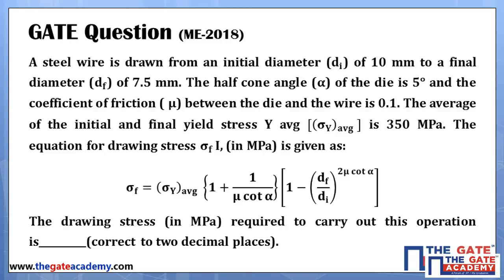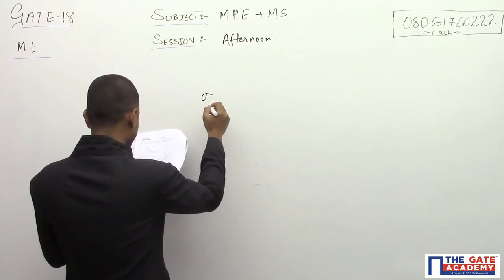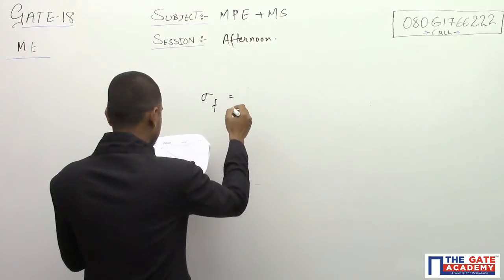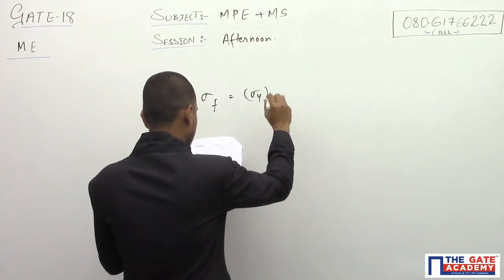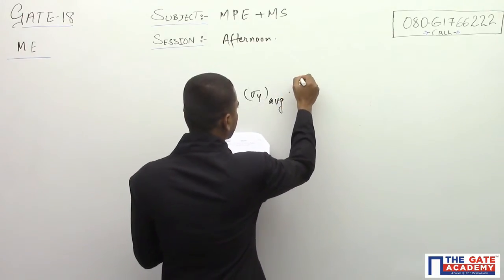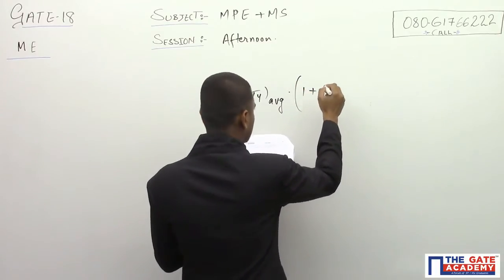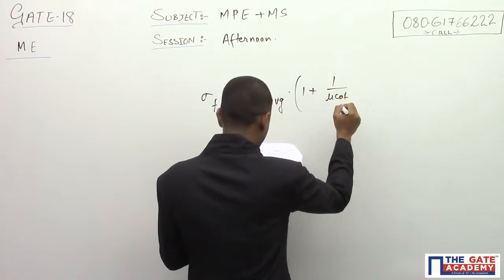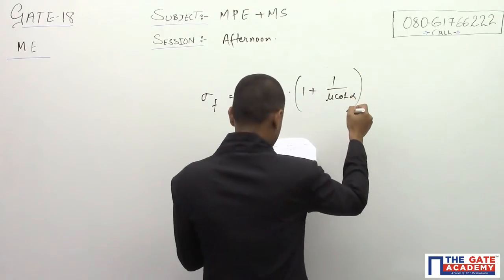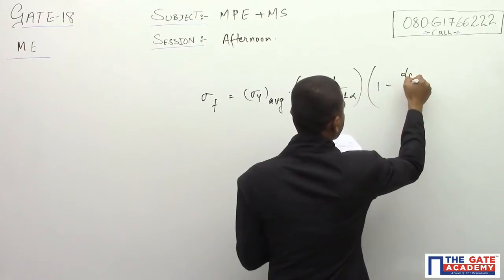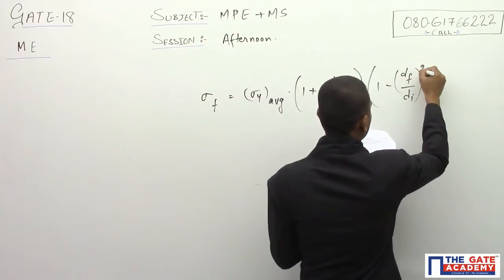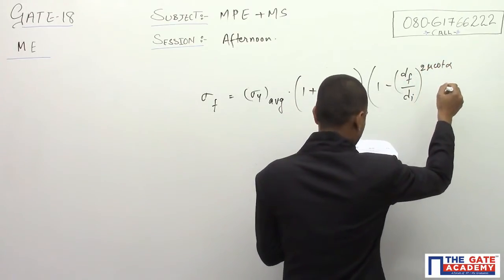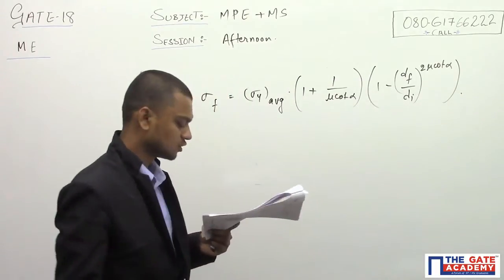The equation for drawing stress is given as follows. The expression for the drawing stress, sigma F, is equal to sigma Y average, the average yield stress, into 1 plus 1 upon mu cot alpha, into 1 minus df upon di to the power 2 mu cot alpha. So this is the expression for the drawing stress.